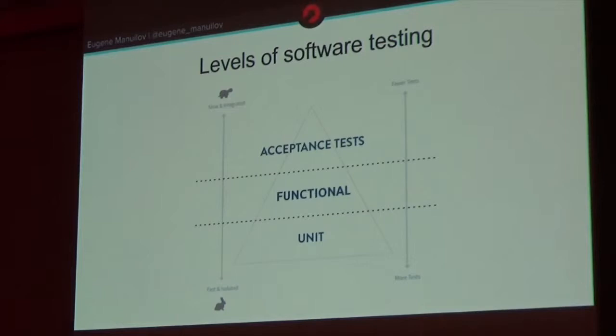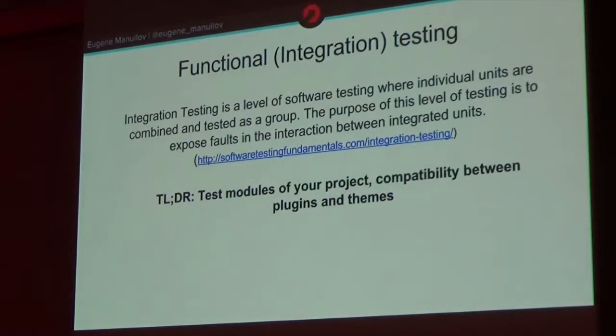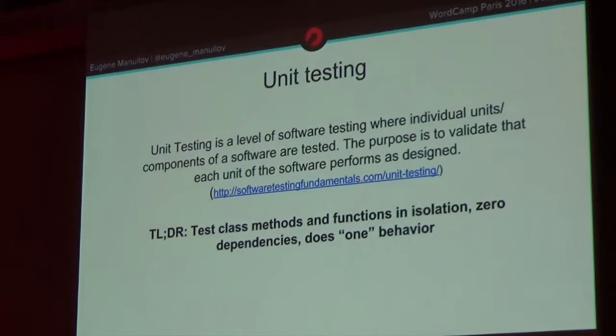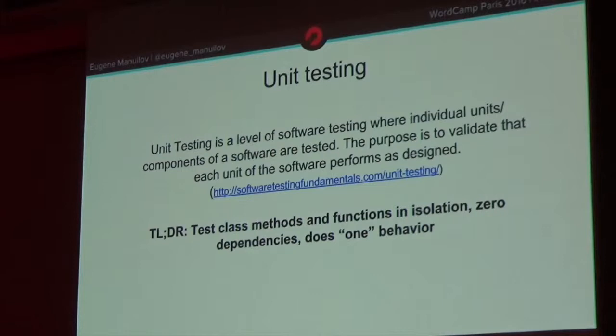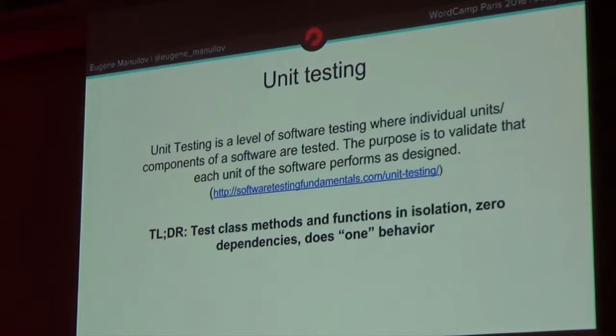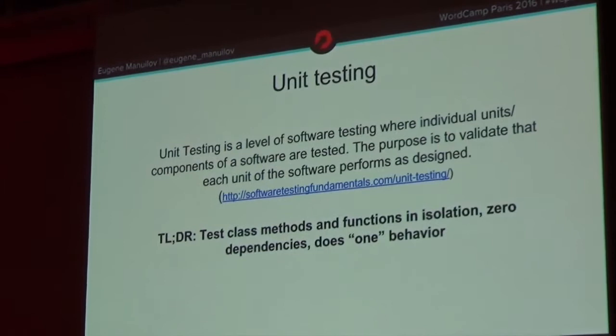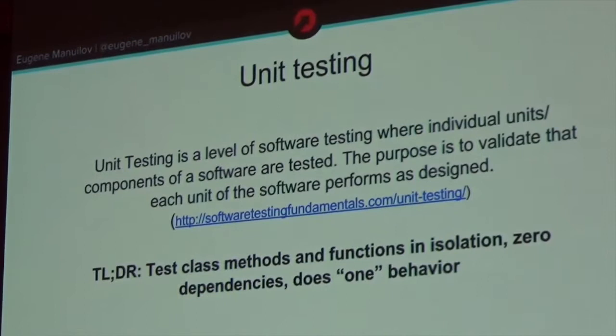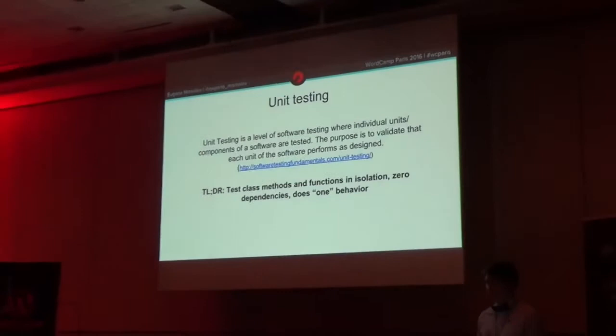If we talk a bit more about unit testing, this testing level is intended to test the smallest units of our application, like functions and classes. The purpose of this testing level is to figure out if all our units work as we expect. Talking about WordPress, we need to test on this level all functions and class methods which we have in our application. And especially we need to pay attention to execute these tests in isolation and write tests for one behavior.